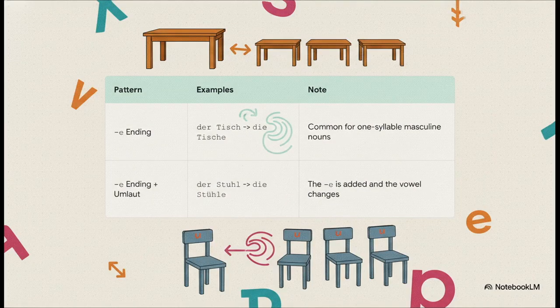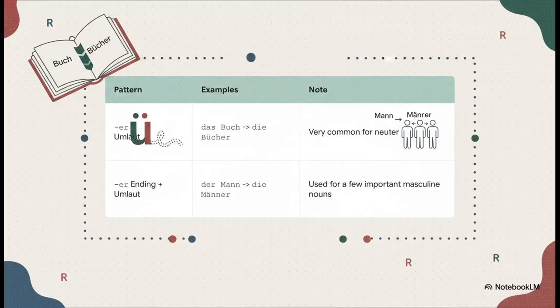Next up, let's add an E to the mix. This is a super common pattern, especially for those short one-syllable masculine nouns like der Tisch becoming die Tische. And, just like before, that umlaut can make a guest appearance. So, der Stuhl, the chair, not only gets the E ending, but the vowel also changes, becoming die Stühle. And our third tricky pattern is the ER ending. Now, this one almost always comes with an umlaut.